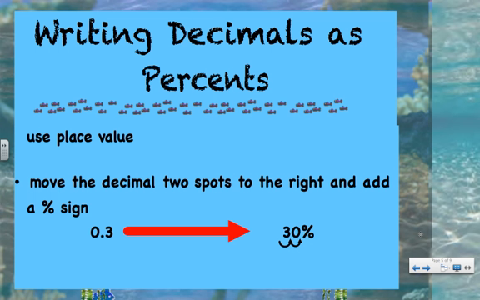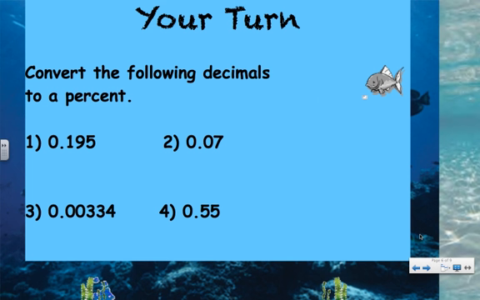Okay? And in this case, we can drop the 0 that's in the ones place because it doesn't come into play. We wouldn't usually write something as 0.30%. So when converting decimals to percents, start at the decimal, move 2 to the right, place the decimal there, and add a percent symbol. All right, your turn. Again, remember, start at the decimal, move 2 to the right, and add a percent sign.